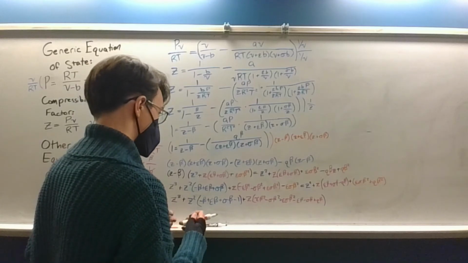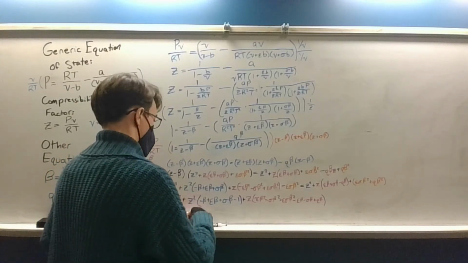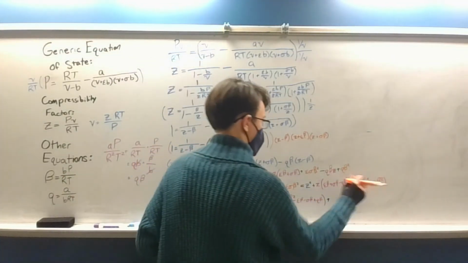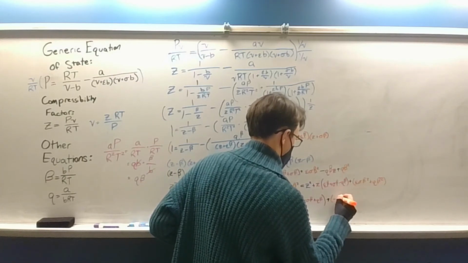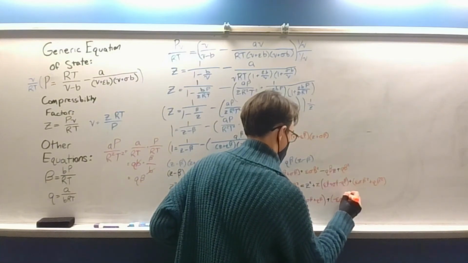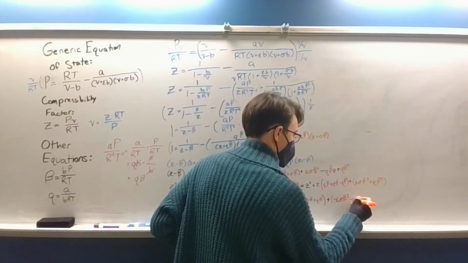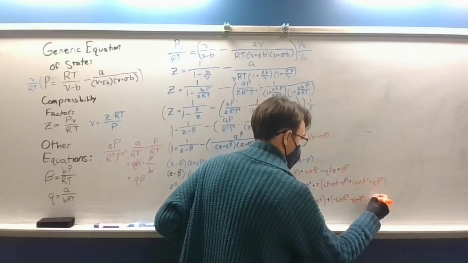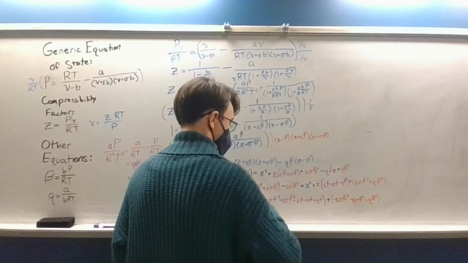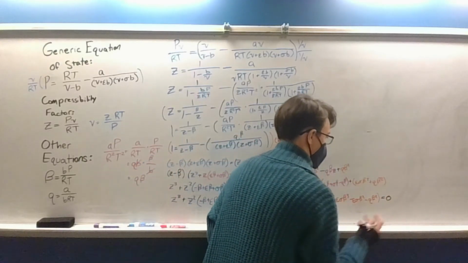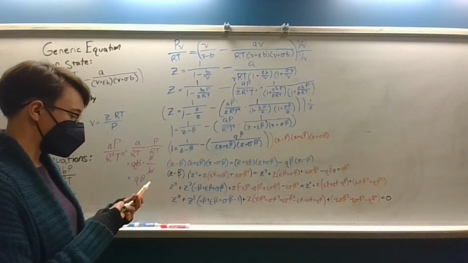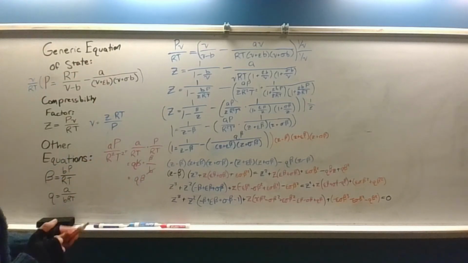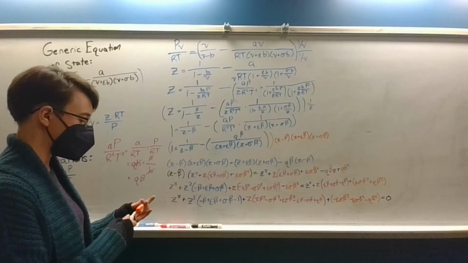Alright. And then finally, we have our constant term. That's going to be plus, and we'll combine all of these. This will be plus negative epsilon sigma beta cubed minus epsilon sigma beta squared minus q times beta squared. And all of that is going to be equal to 0. So there you have a cubic equation of the generic equation of state in terms of the compressibility factor.